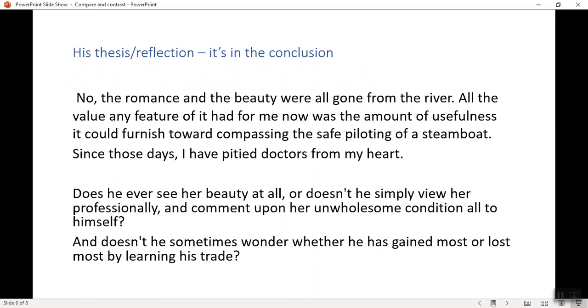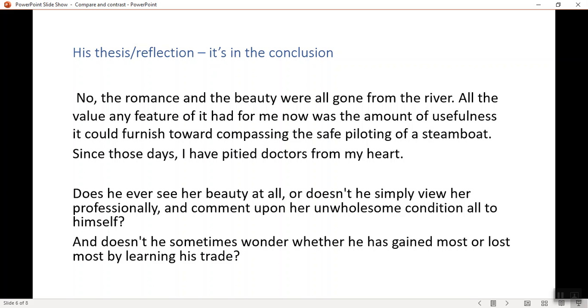And then more of his reflection comes at the end of the essay after he's done his comparison. No, the romance and the beauty were all gone from the river. All the value any feature of it had for me now was the amount of usefulness it could furnish towards compassing the safe piloting of a steamboat. Since those days, I have pitied doctors from my heart. And then there's a passage I haven't put here, but he goes on to describe what doctors do.